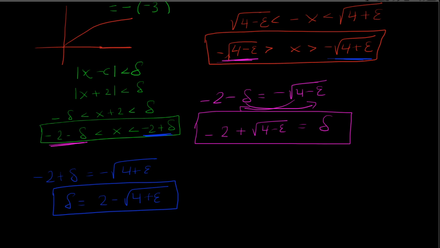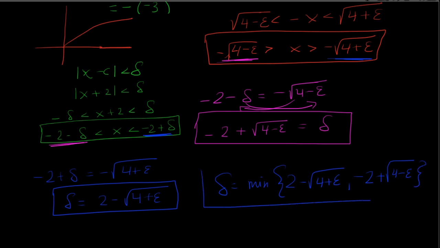So now I have two deltas, and I want to find the minimum of the two. So here, we're not exactly sure which one is smaller. So we're just going to choose delta to be the minimum of 2 minus square root 4 plus epsilon and negative 2 plus square root 4 minus epsilon. So the smaller of the two is our delta. And that completes the proof.